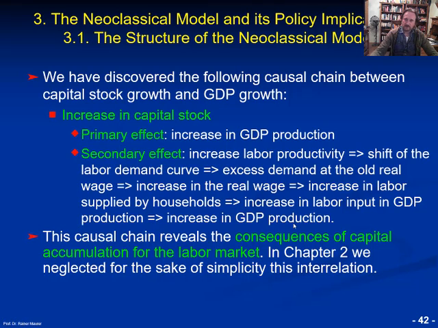This causal chain reveals the consequences of capital accumulation for the labor market. In chapter 2, we neglected the labor market for the sake of simplicity. So we neglected here this secondary effect.